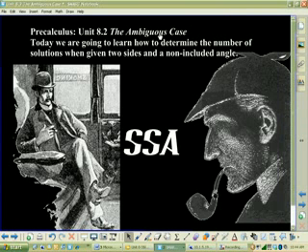Anybody see the recent Sherlock Holmes movie? Did you like it? Anybody read the books? They're much better, aren't they? Well, let's see. I've got some stats. Today we're going to learn how to determine the number of solutions when we're given two sides and an angle. We have to do some detective work. Hence, I put this man on it. Give me problems. Give me work. And who is that? That's Sherlock Holmes.